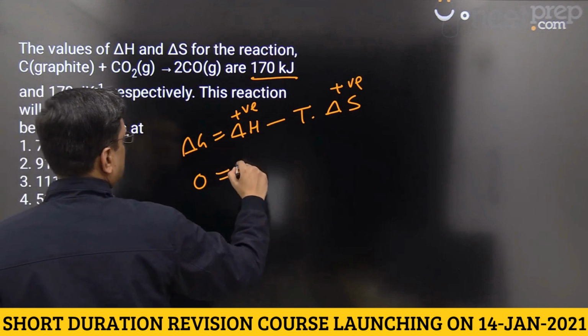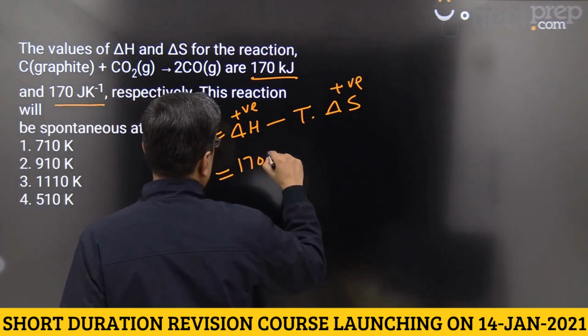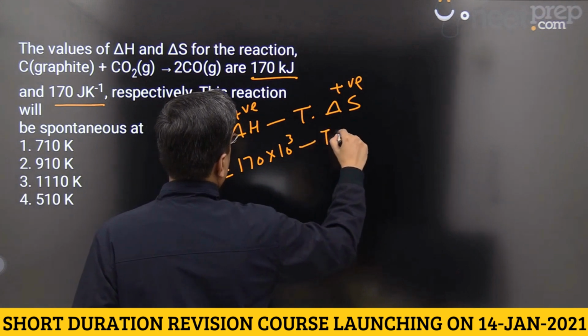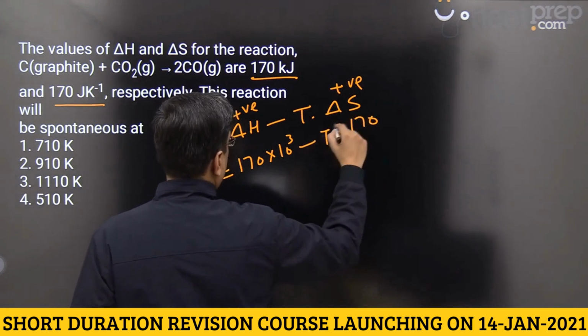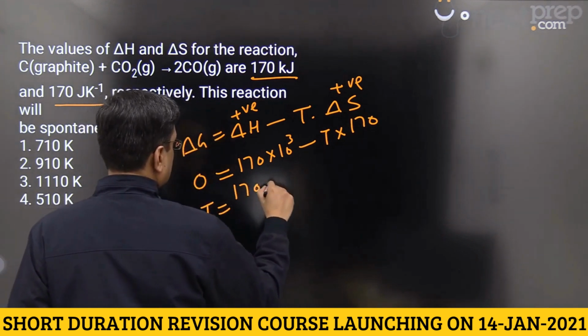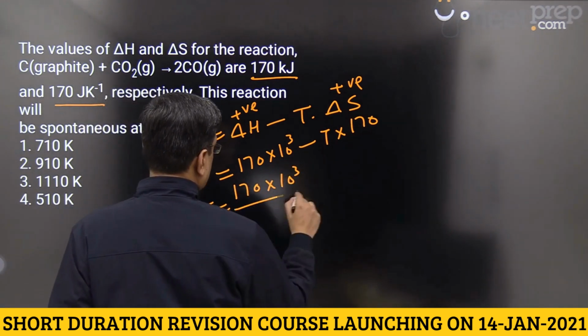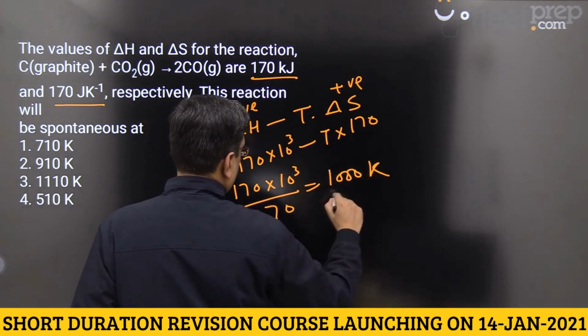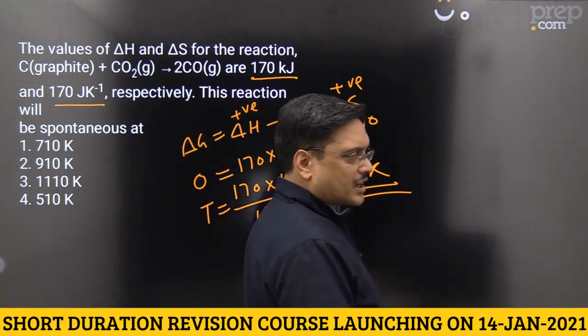Delta H becomes 170 into 10 raised to the power 3 minus T into 170. Delta H is given in kilojoule, so it is converted into joule. So T is equal to 170 into 10 raised to the power 3 upon 170. It is 1000 Kelvin. 1000 Kelvin is the temperature at equilibrium.